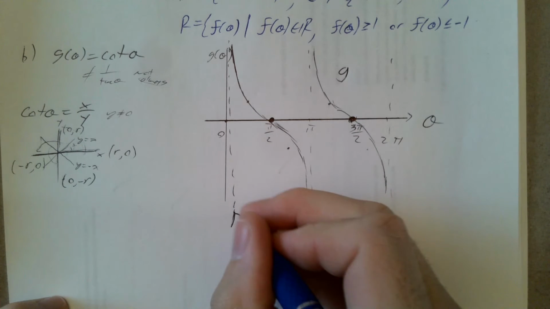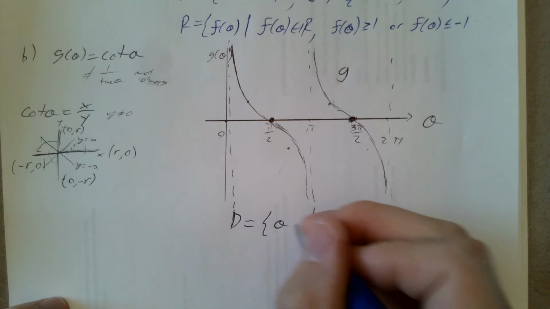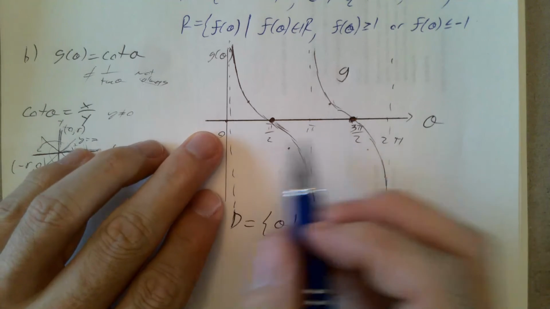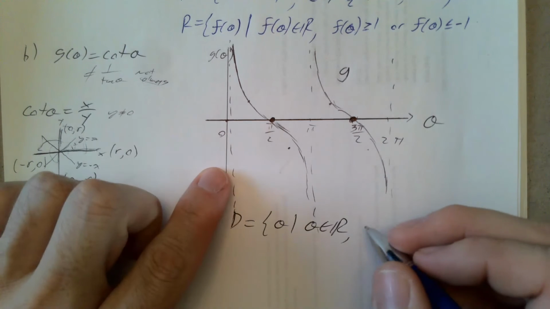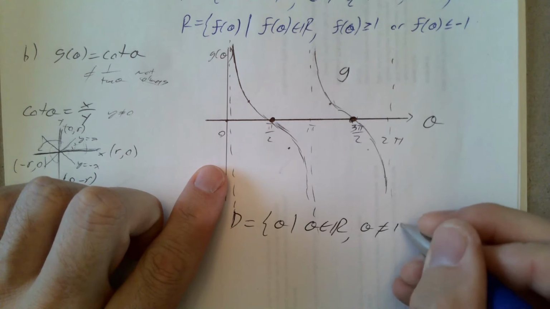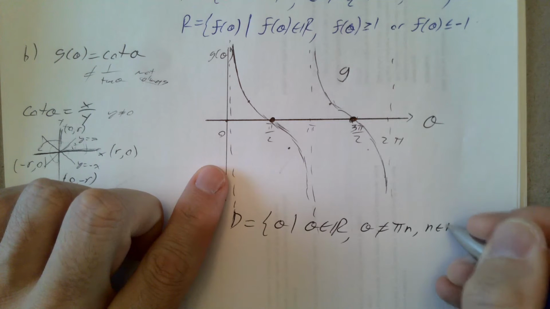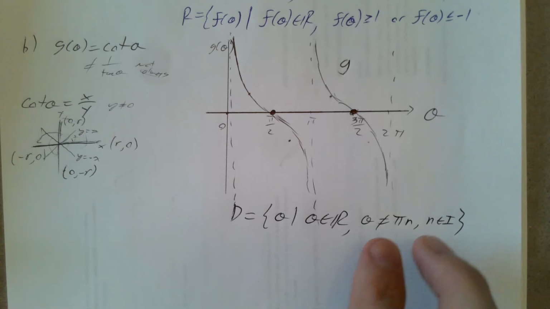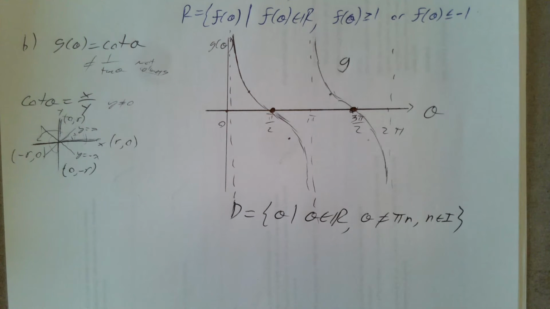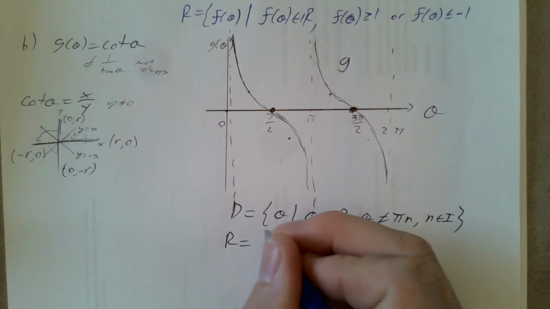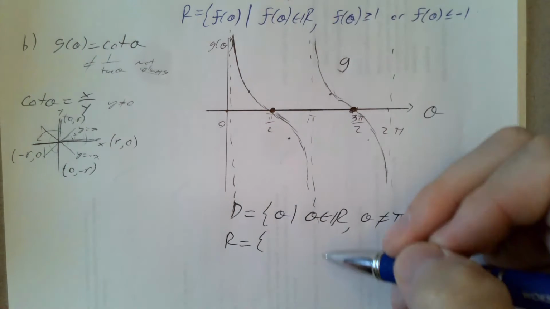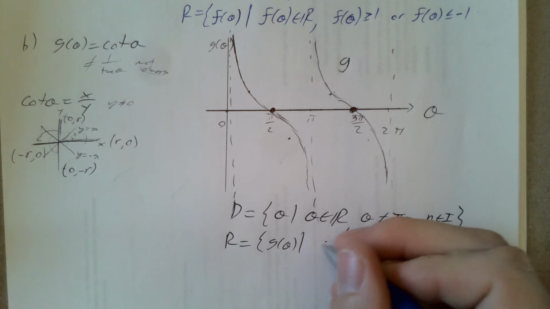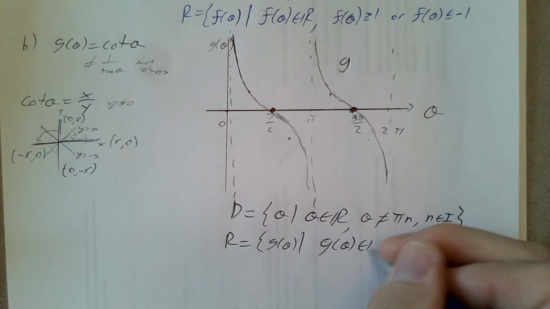Domain and range. Domain here is the set of all theta values such that theta is a real number, but theta can't be 0 or pi or 2 pi. That means that theta can't be an integer multiple of pi. That's how you list an infinite number of restrictions. The range, though, isn't super exciting. The curve goes up forever. The curve goes down forever. Outputs g of theta can be any real number.